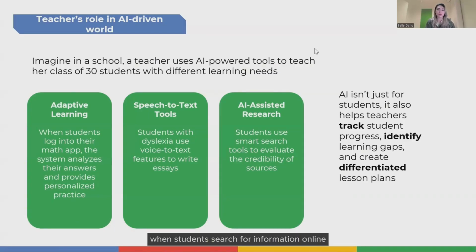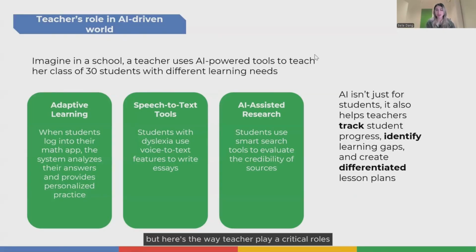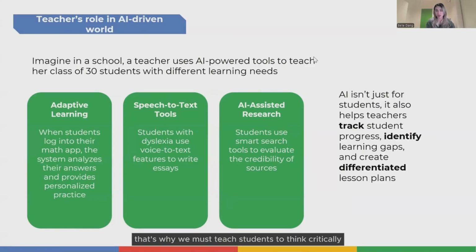When students search for information online, they often feel overwhelmed by the number of sources. AI can help filter relevant materials, summarize key points, and even suggest additional reading. But here's where teachers play a critical role. AI does not verify credibility. It does not check for bias. That's why we must teach students to think critically about information rather than accepting AI-generated results at face value.